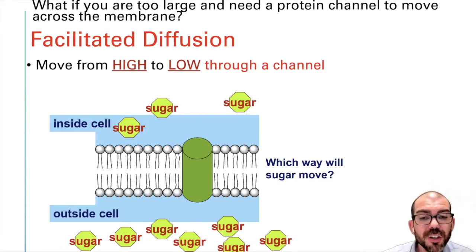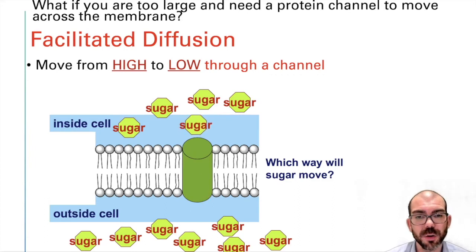If there's a protein channel available, and there's a concentration on one end that's higher than the other, those sugar molecules will move by diffusion through the transport protein. This is called facilitated diffusion. Why? Because the protein channel is facilitating or helping that diffusion to occur. That diffusion can't occur without the protein channel because the sugar can't make it across the membrane, but with that protein channel, it's being helped and can diffuse.